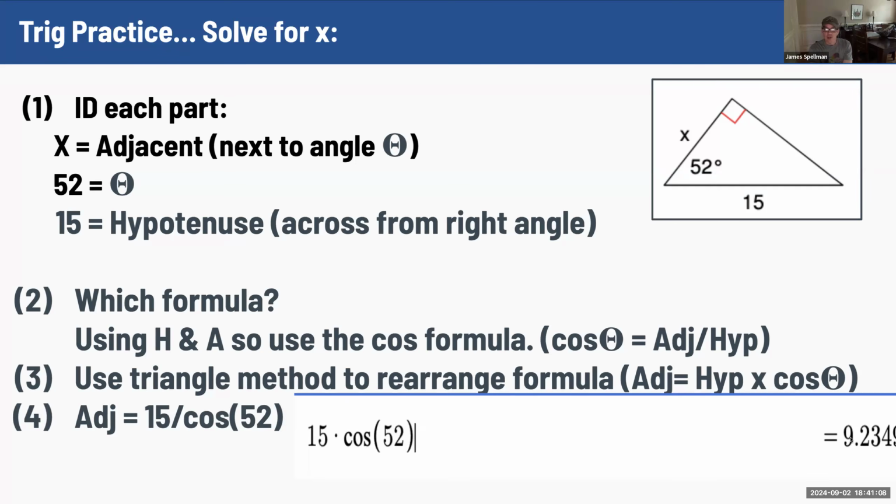And we're going to get an answer of 9.2. The other thing I would check is, does this number make sense? Well, remember, 15 should be the longest side of my triangle because it's a hypotenuse. X should be less than that, and it is. So at least I know that I'm kind of in the ballpark with that. Pause so you can have a chance to copy this and write it down if you need to.